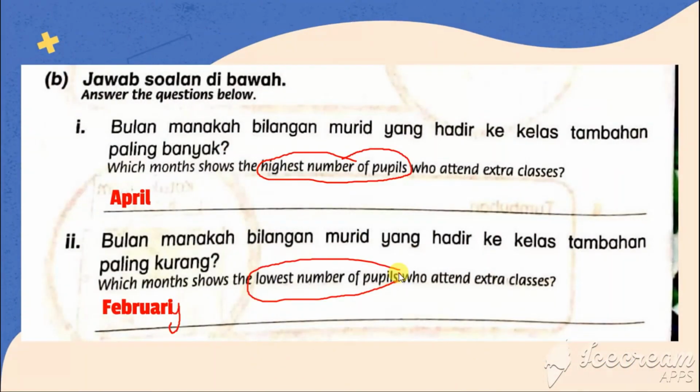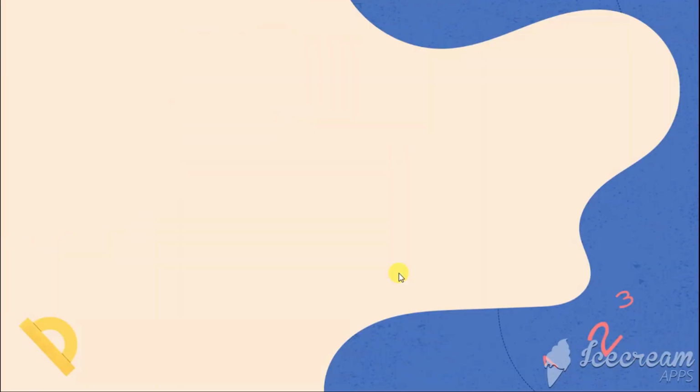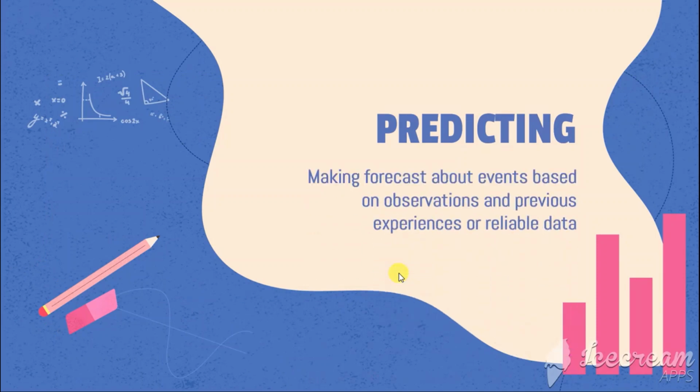We have learned about predicting and also communicating. Predicting is something very easy, and I hope you will really understand. Predicting is like making a forecast based on your experience, based on the data you have, based on your observation. You always have to support your prediction with data evidence.